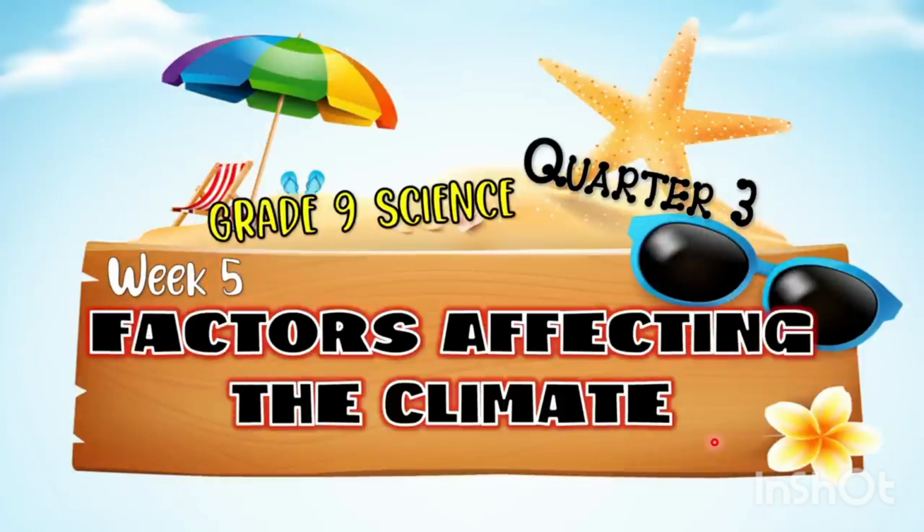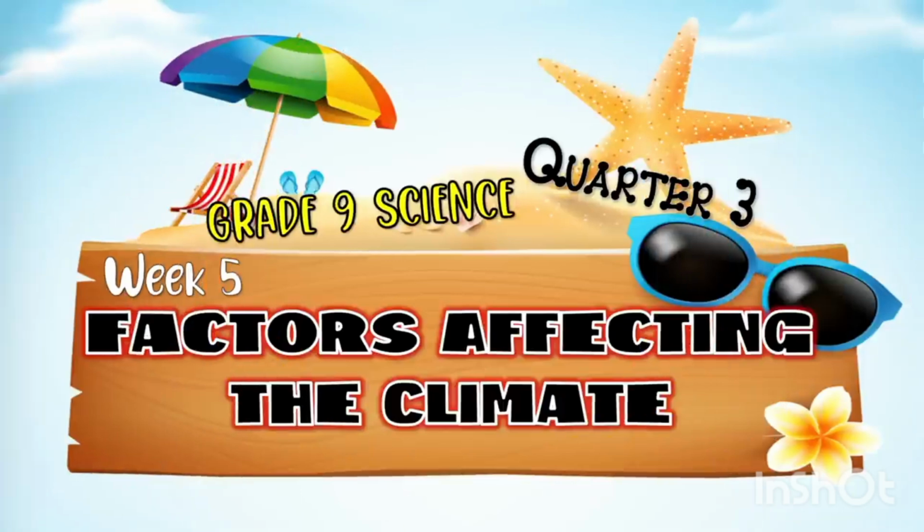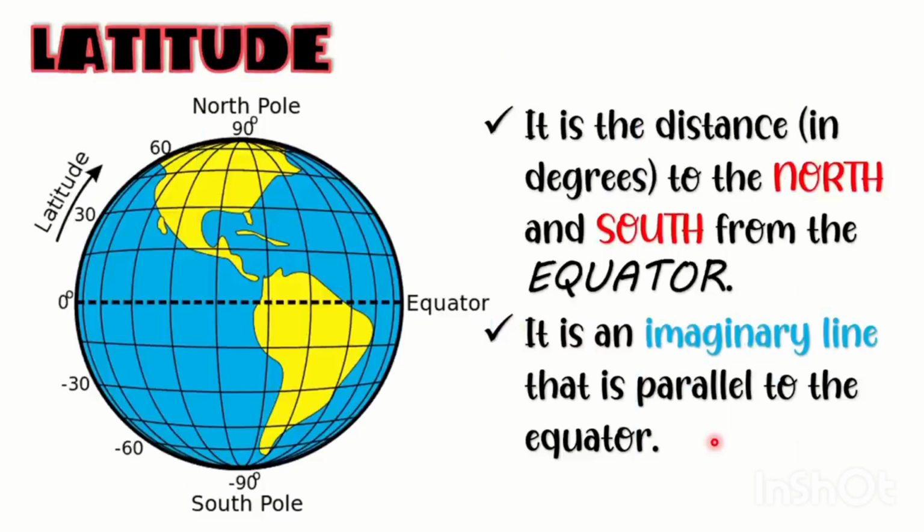Like weather, climate has several factors that may affect it. The first factor that may affect the climate is latitude. Latitude is the distance to the north and south from the equator. It is the imaginary line that is parallel to the equator. Latitude determines the variety of climatic zones on Earth.